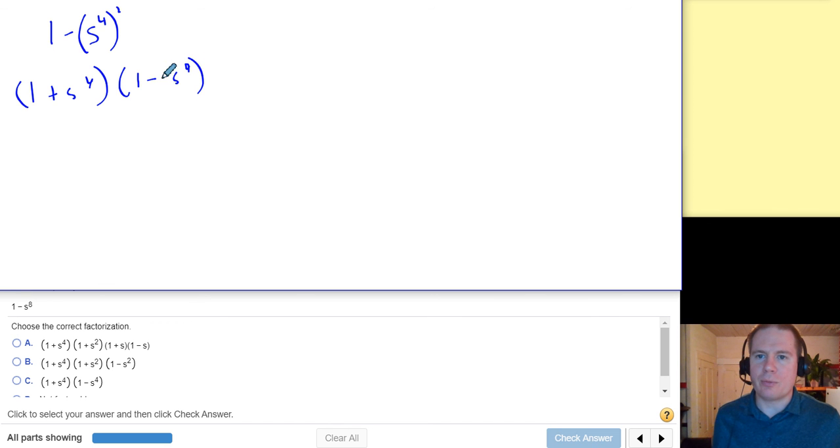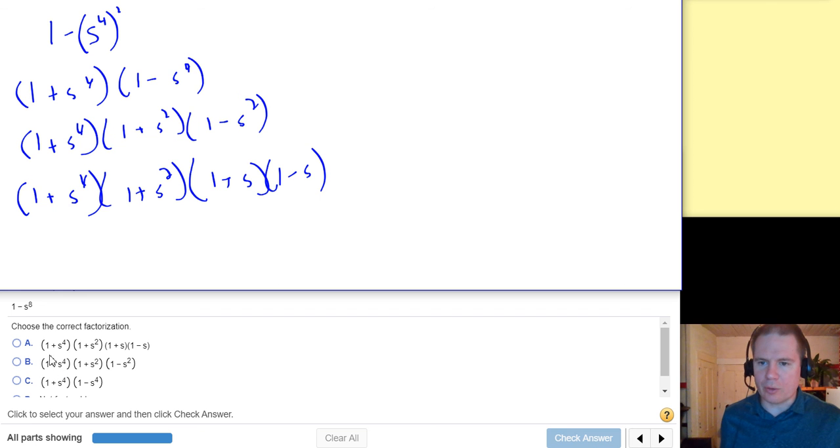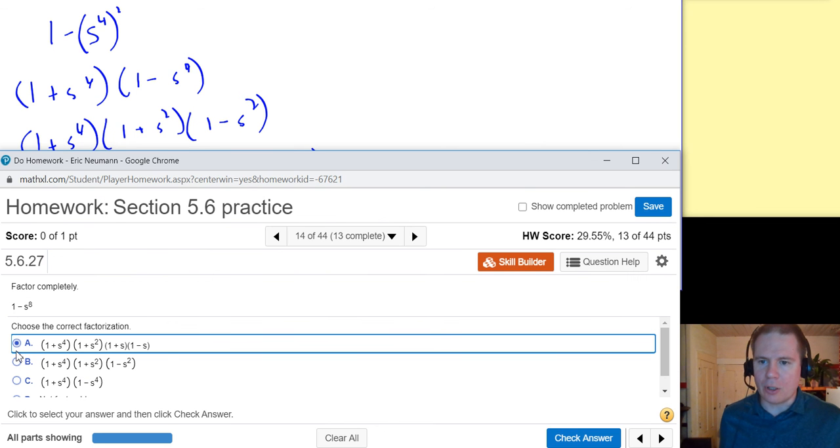Same problem we did before, difference of fourths. So this 1 plus s to the 4th stays put. Here I have 1 plus s squared, 1 minus s squared. And then that 1 minus s squared is difference of squares. But instead of asking you to type all of this out, they just want us to find it. 1 plus s to the 4th, 1 plus s squared, 1 plus s, 1 minus s. Thankfully, they randomly decided to put it in spot A. Factor completely. This one's not factored completely. Right, that 1 minus s squared can be factored even further. Choice A.